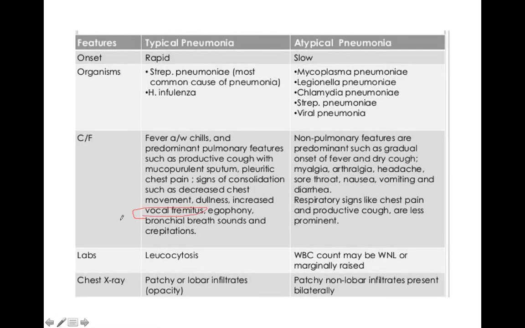If the patient has pneumothorax or pleural effusion, presence of fluid in the pleural cavity, that will cause decreased vocal fremitus. So increased vocal fremitus is always seen in case of pneumonia consolidation. These are key points. If you see a long question and one of the points mentions that vocal fremitus is increased, that means the patient has consolidation.